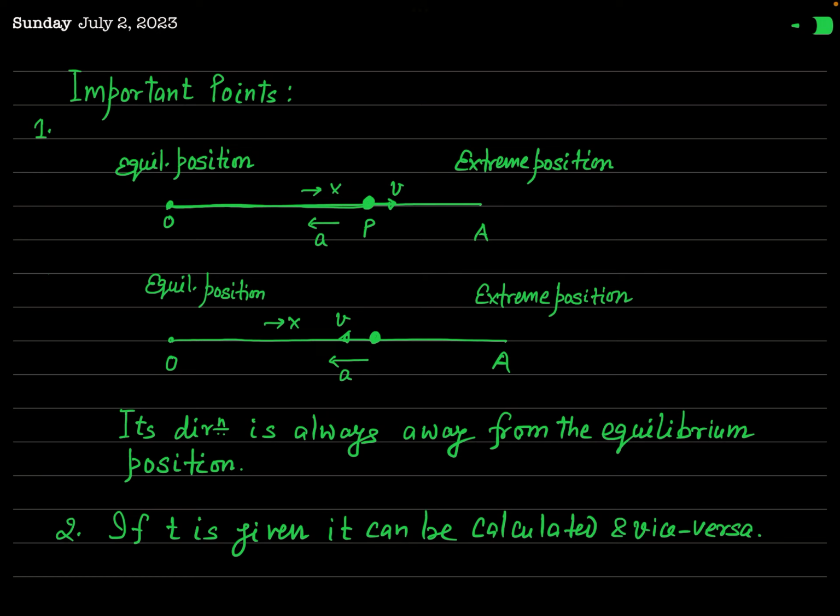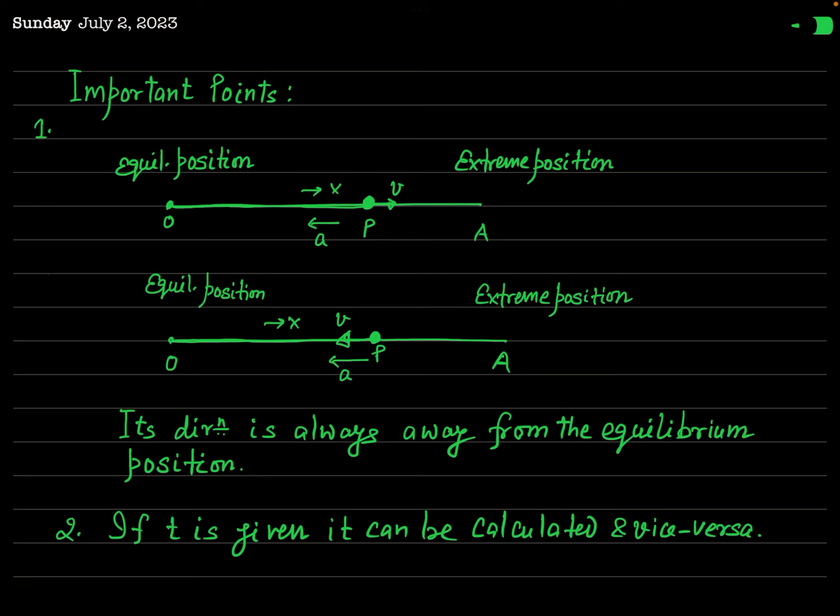But in the second figure, I have assumed that the particle is moving towards the equilibrium position. So velocity is from P to O, but even then displacement is from O to P. So you can see the particle can move towards the equilibrium position or away from the equilibrium position, but displacement will always be away from the equilibrium position during simple harmonic motion.